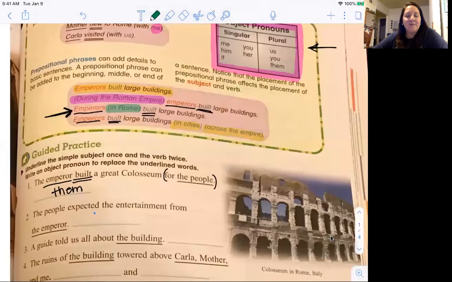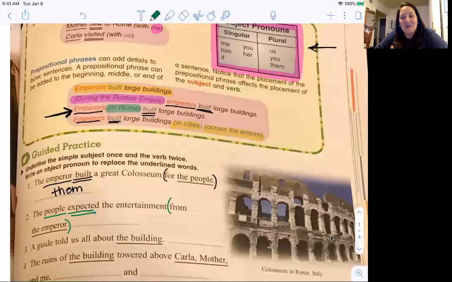And you guys are doing great. Let's keep going. Number 2, the people expected the entertainment from the emperor. What's going to be your verb? Tell the screen right now. What's that verb? If you said expected, you are amazing. Expected. Who or what expected? People expected. Okay, subject and verb done. We can check that off our list. Prepositional phrase, from the emperor. Okay, emperor, is that singular or plural?